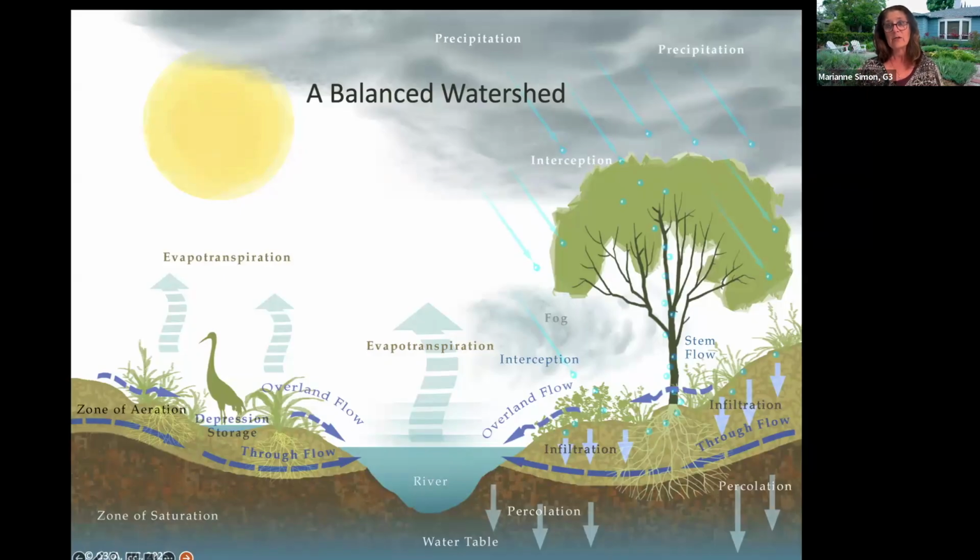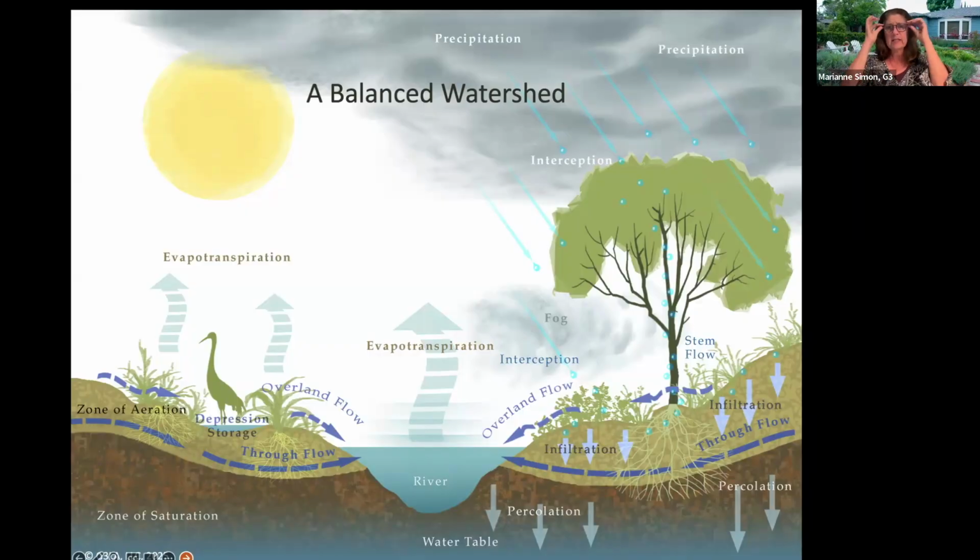Then from there, some of that water will actually continue to move through the soil with gravity, making its way into the river. And if there's enough water that has percolated into the soil, it will go ahead and continue down. And that is how we replenish our aquifers. Then the sun comes out, the water evaporates or evapotranspires, goes back up into the sky, and we start this process all over again.